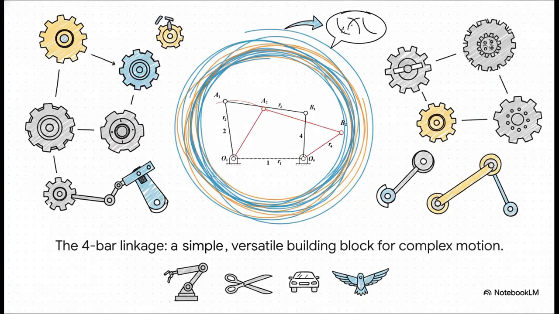At the heart of countless mechanisms is the humble 4-bar linkage. It's exactly what it sounds like, 4 rigid bars connected by 4 pivots. One link is fixed. We call that our ground. Then you have an input link where the motion starts and an output link where the work gets done. And that last link, the coupler, is the crucial piece connecting the two. Just by changing the lengths of these 4 links, you can create an absolutely incredible variety of movements.